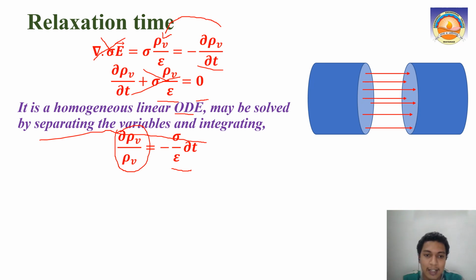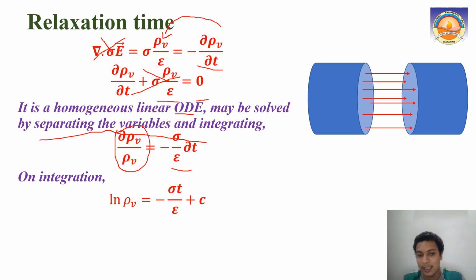What is this equivalent to? Dou x divided by x. What is the integral of 1 by x? Integral of 1 by x is ln x, right? So since it is here rho V, we will get ln of rho V. And since minus sigma by epsilon is a constant and we have dou t here, when you integrate it, you will get t. So it is minus sigma by epsilon into t, plus the constant of integration, right?